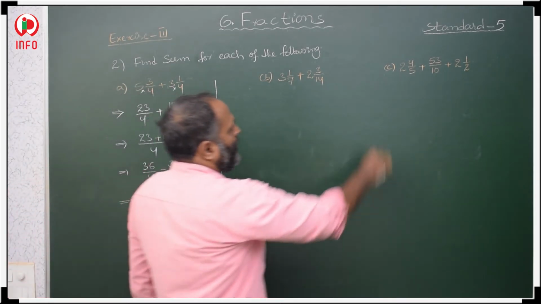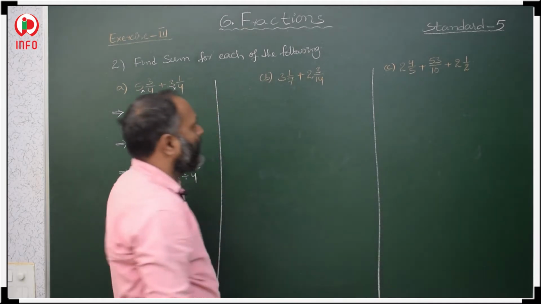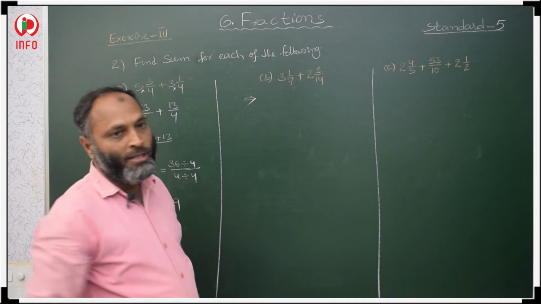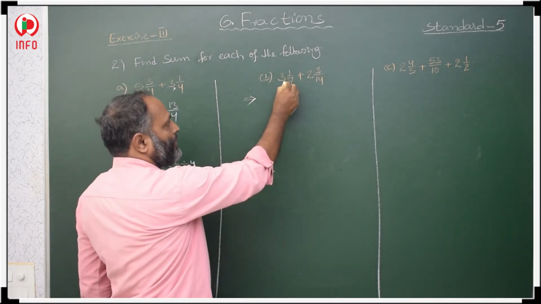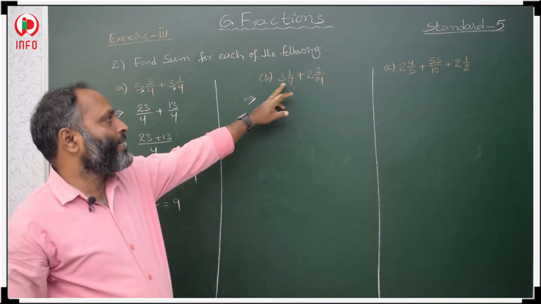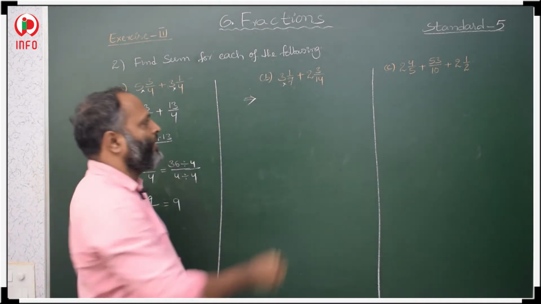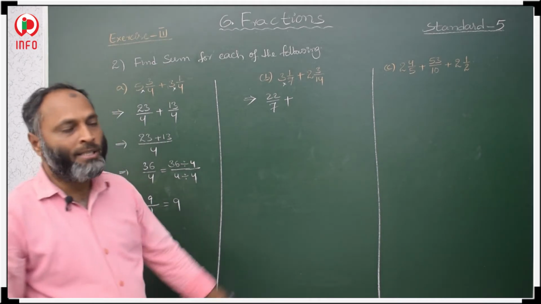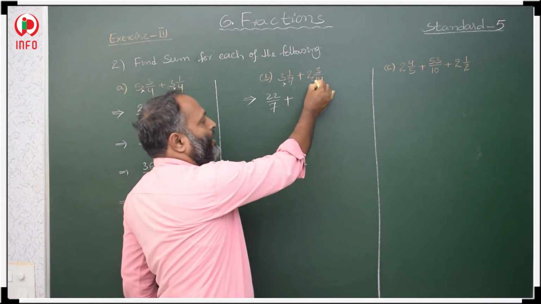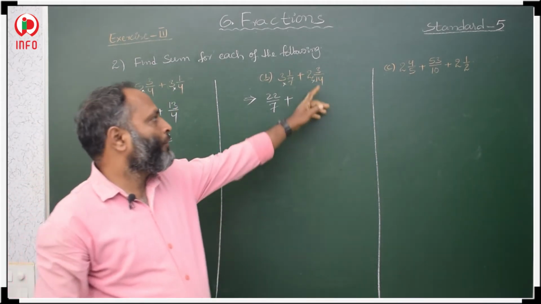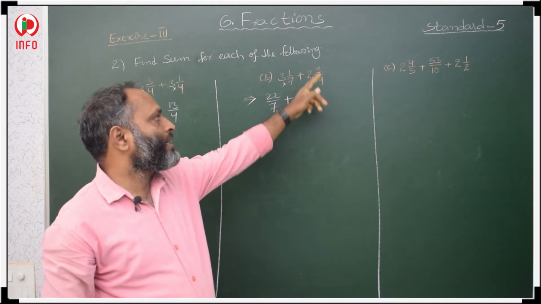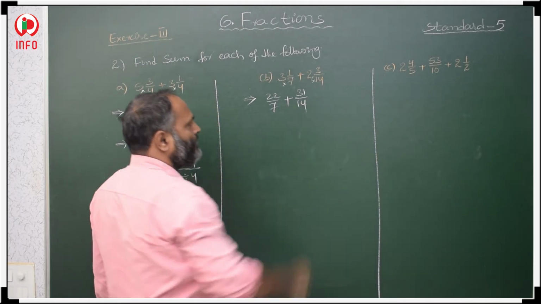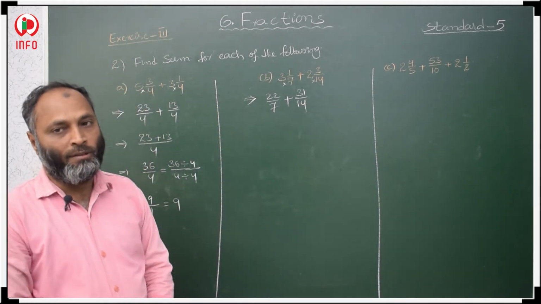Now, the second question, a mixed fraction. First, we have to convert this mixed fraction into an improper fraction. So how to do it? 7 we have to multiply with 3. 7 3s are 21. 21 plus 1, 22. 22 by 7 plus, next, this denominator we have to multiply with this whole number. 14 2s are 28, 28 plus 3, 31. 31 by 14. So 22 by 7 plus 31 by 14.